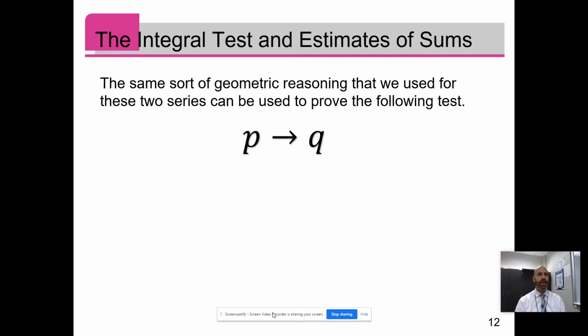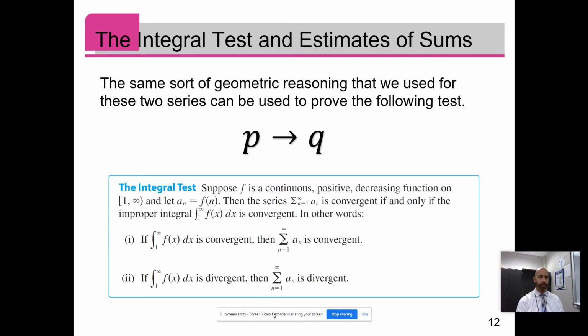Okay, so these are if-then statements, and here is the integral test. Very important slide right here. Suppose that f is a continuous, positive, decreasing function, and we have this series going from n equals 1 to infinity. For that to be convergent, here's what we need to know. If the integral from 1 to infinity of f of x, which is basically the function that is equivalent to the expression a sub n, if that integral is convergent, then the series is convergent.